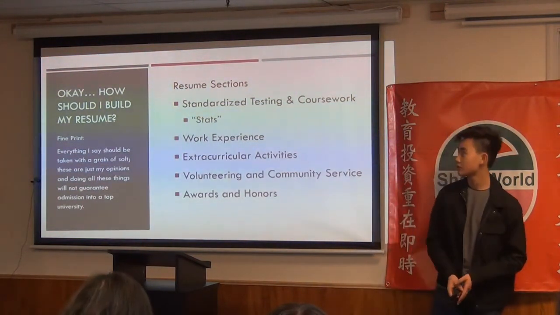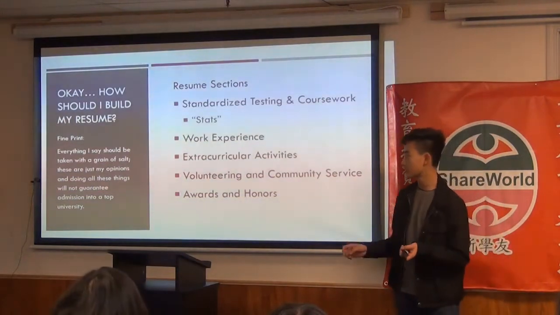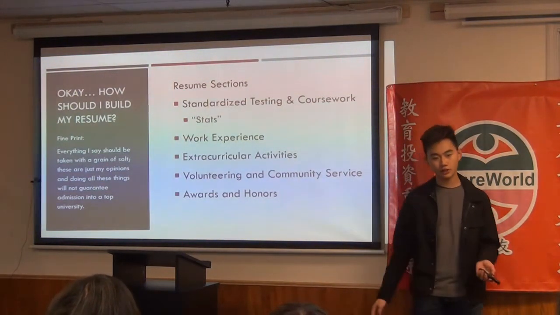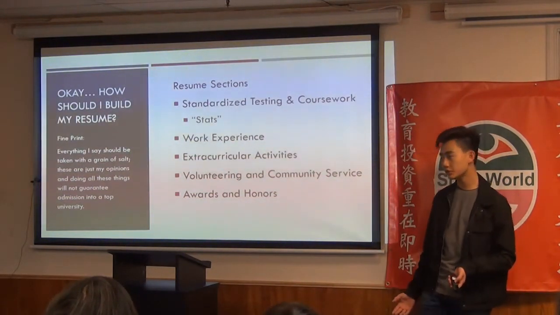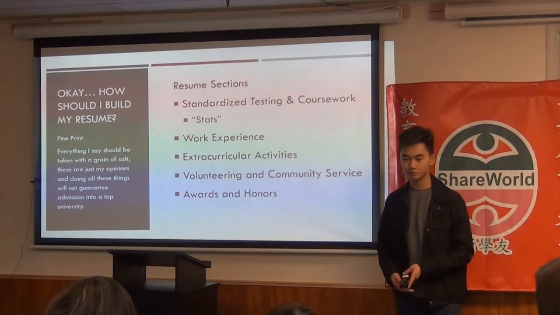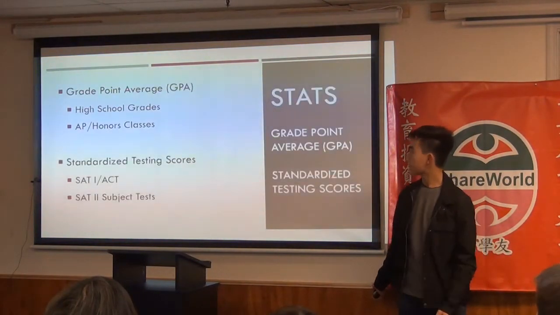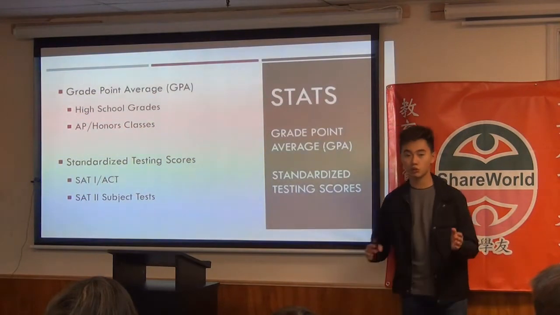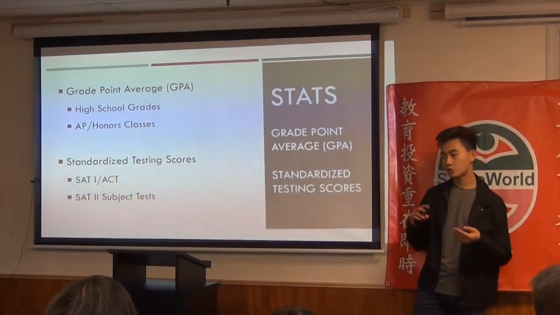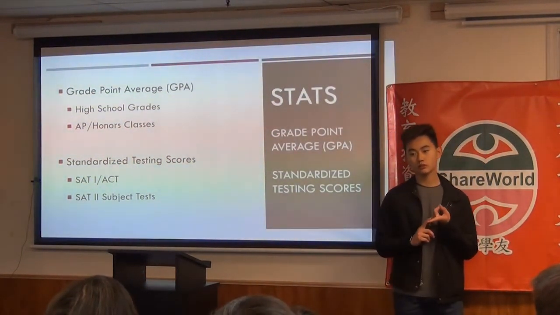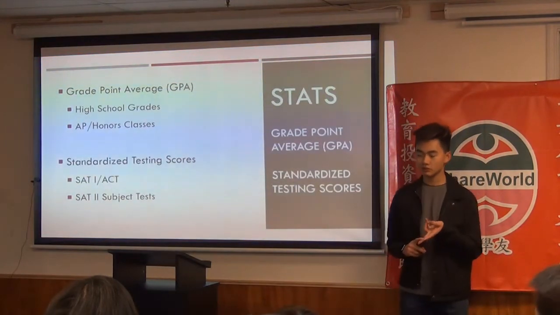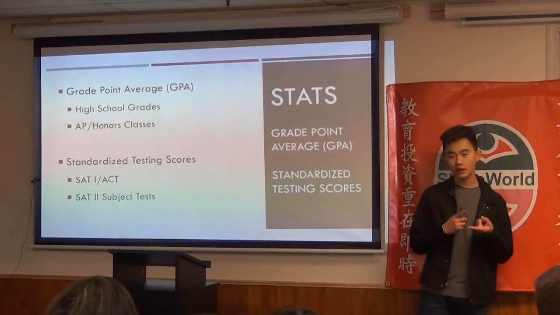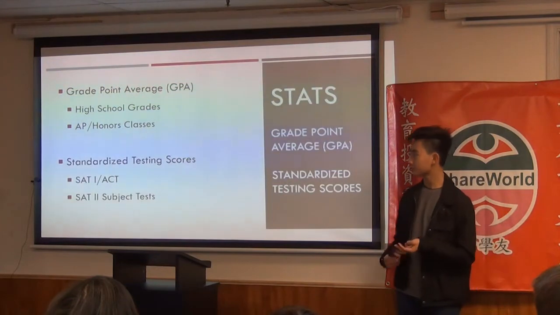So, some sections. There's stats, work experience, extracurricular activities, volunteer and community service, and awards and honors. So stats. These are just raw numbers. The two main ones, GPA and standardized testing scores, which may be SAT, ACT, SAT2.